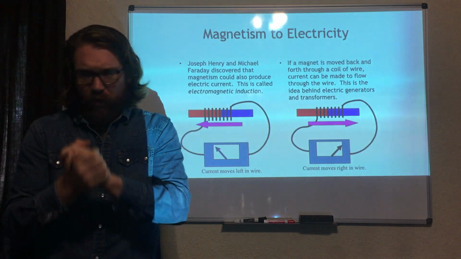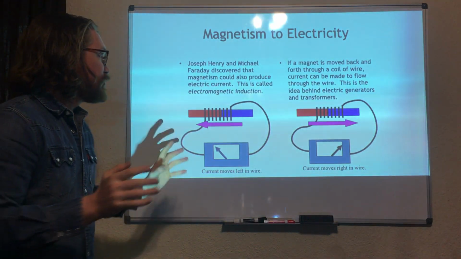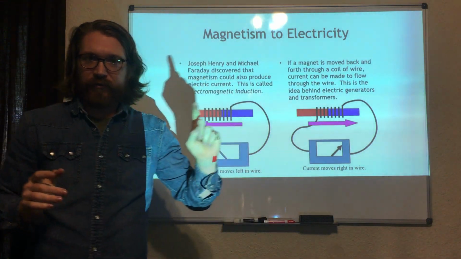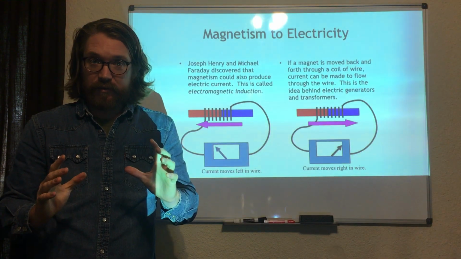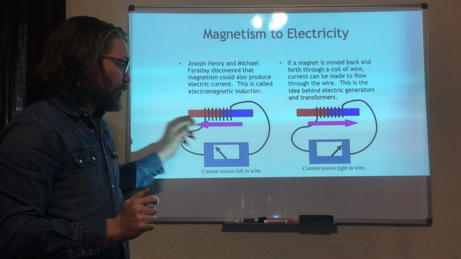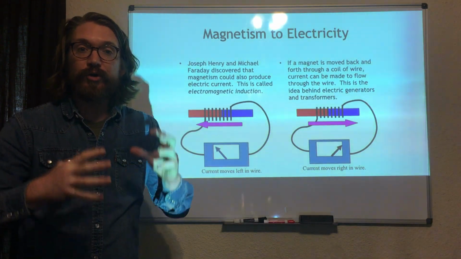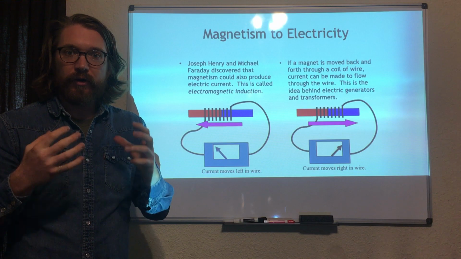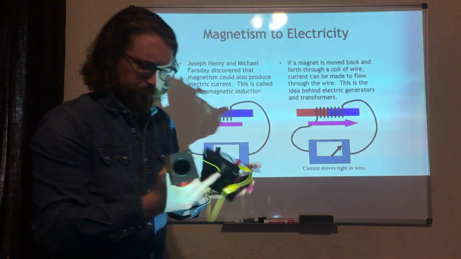Okay, so 150 some odd years ago, two gentlemen, Joseph Henry and Michael Faraday, who are brains of the ages, realized that if you took a magnet and moved it inside a coil of wire, you could create an electrical current. I can show you this. So here is what they figured out.